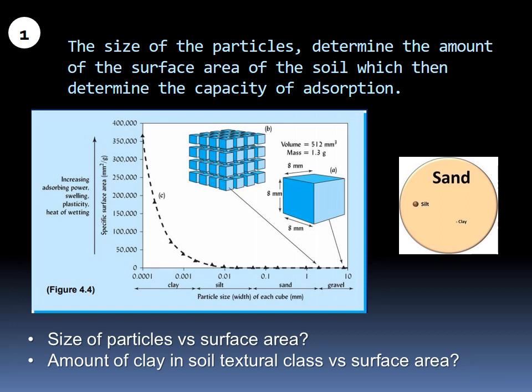And therefore, if you have more clay in your textural class, a higher percentage of clay, it means that you are increasing the surface area, increasing the chance of holding, and therefore holding more nutrients, water, or controlling contaminants.